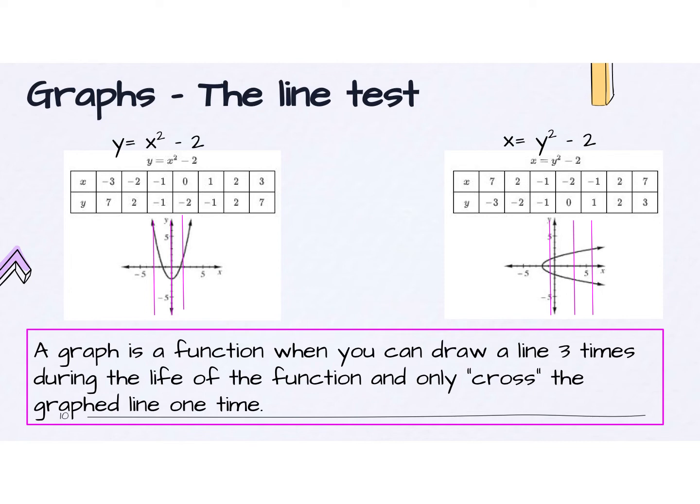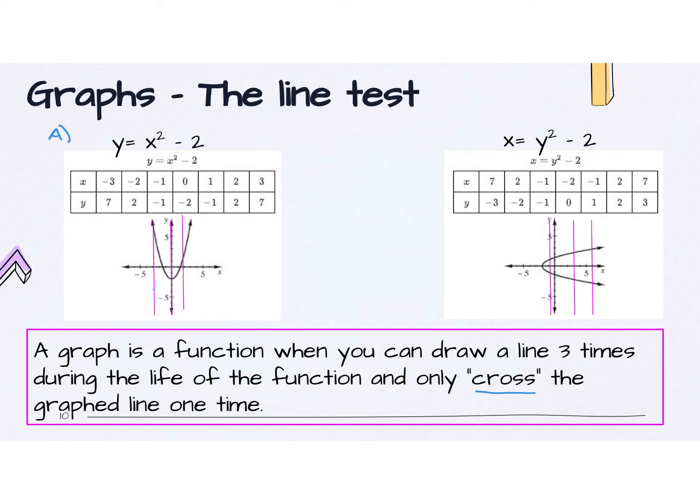So for graphs, it's super easy. If you can get a graph, you want a graph. The graph line test says a graph is a function when you can draw a line 3 times during the life of the function and only cross the graphed line 1 time. So I want you to come over here again. This is A.